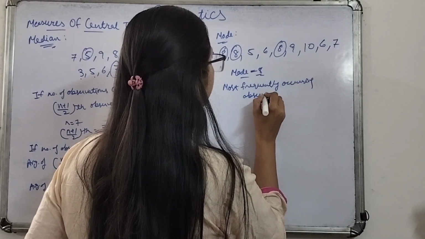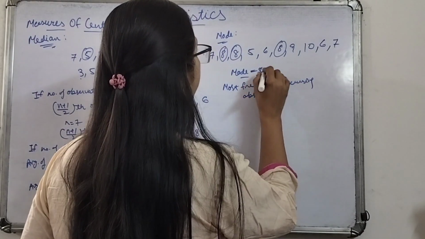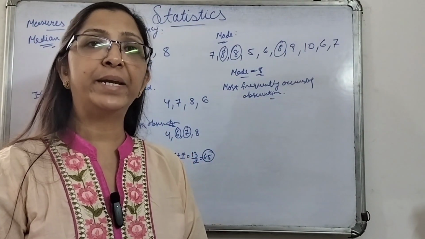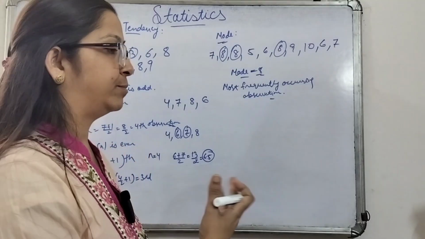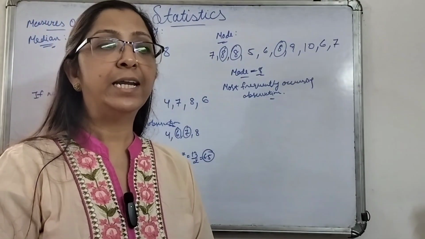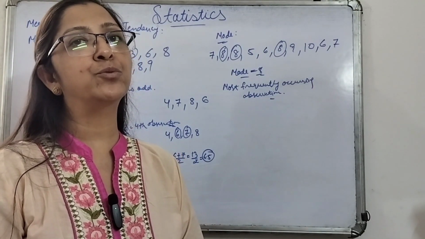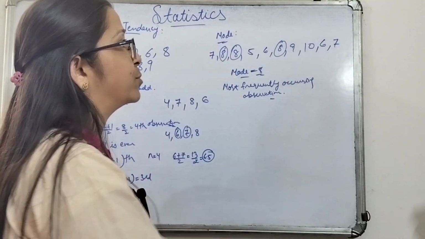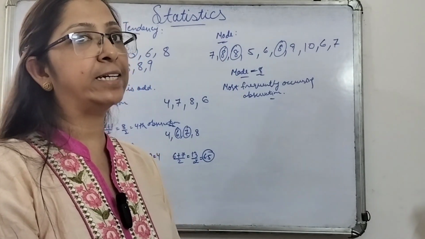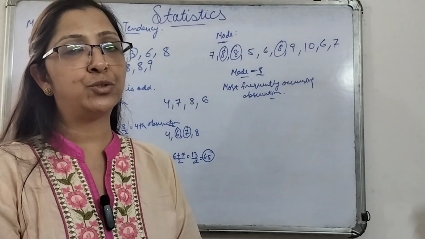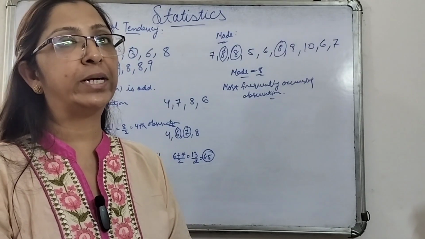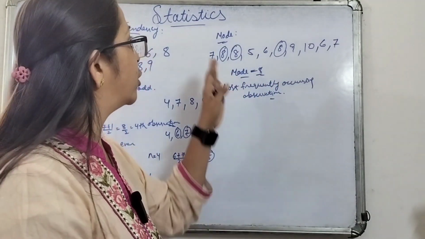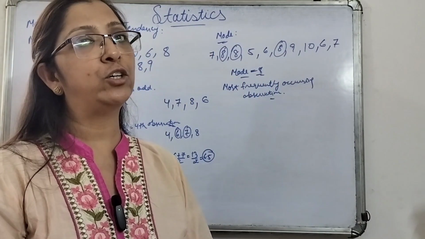The most frequently occurring observation is your mode. It helps us in the selection of, like, which size of the shirt should be made more. It helps us in industries, like which size of the shoes is mostly sold. So in all these types of cases, it is used to decide which size of the shirt or shoes should be made more frequently, because they are mostly sold. So for all these types of cases, mode is being used.